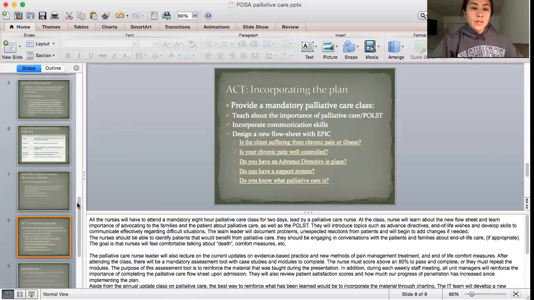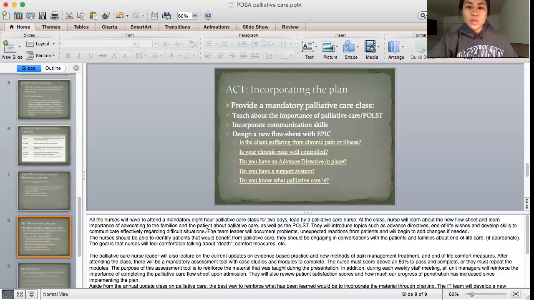Incorporating the plan. There will be mandatory 8-hour classes held for 2 days led by a palliative care nurse. During the class, the nurse will learn about the new flow sheet that will be implemented and learn the importance of advocating to the families and the patients about palliative care. They will introduce topics such as advanced directives, end-of-life wishes, and develop skills to communicate effectively regarding difficult situations.